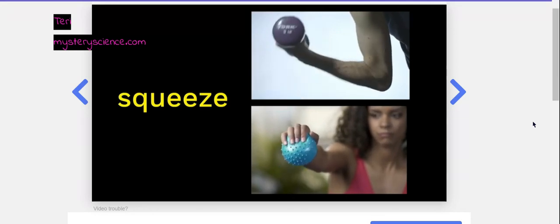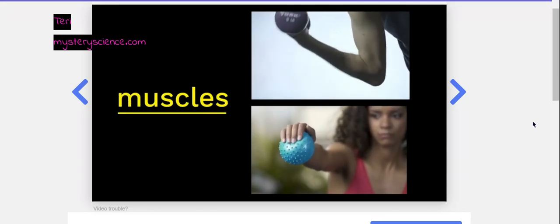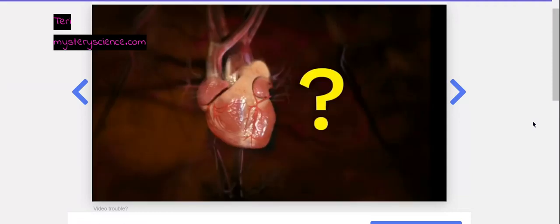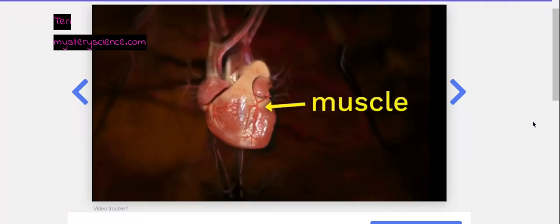The parts of the body that are good at squeezing are muscles. By looking at the actual heart, scientists figured out that, in fact, the heart is a muscle. But unlike the muscles you have in your arm, instead of squeezing to pick things up or hold things, the heart is a muscle that squeezes blood around your body.